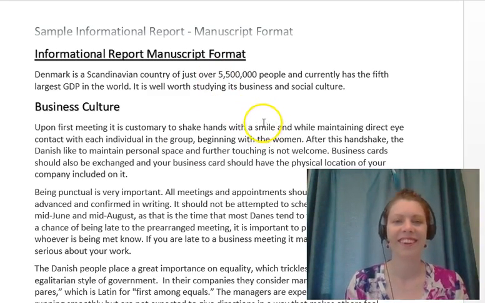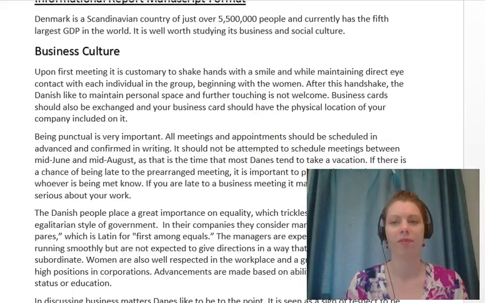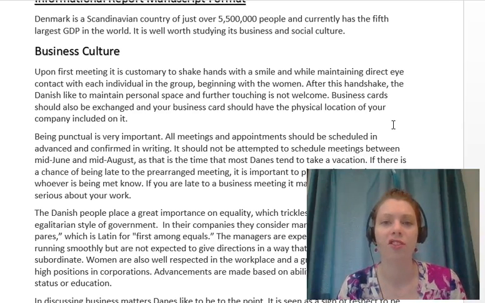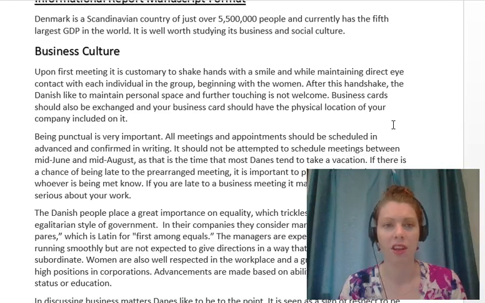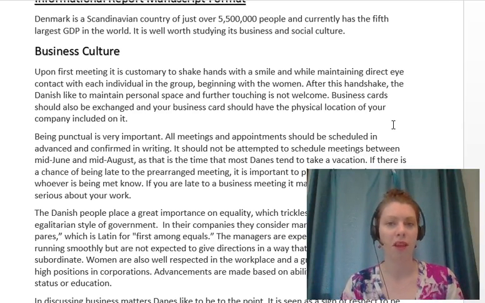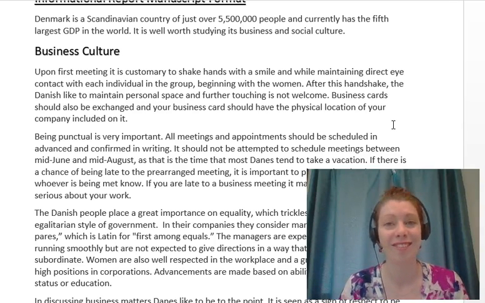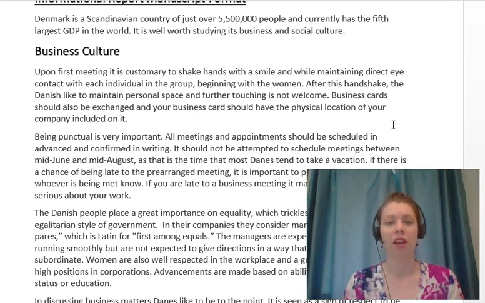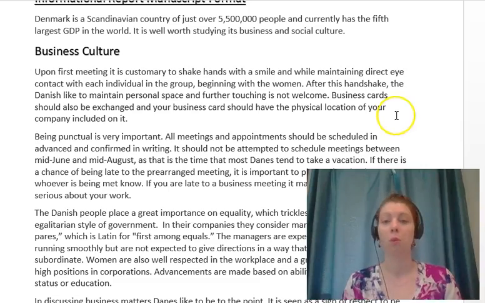Ready? All right, their business culture. Upon first meeting, it is customary to shake hands with a smile, and while maintaining direct eye contact with each individual in the group, beginning with the women. After the handshake, the Danish like to maintain personal space and further touching is not welcome. Sounds a bit Canadian. Business cards should also be exchanged, and your business card should have the physical location of your company included on it.